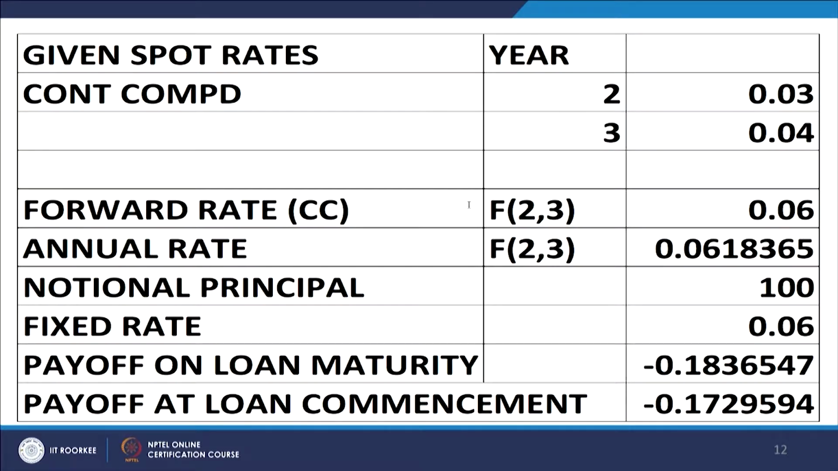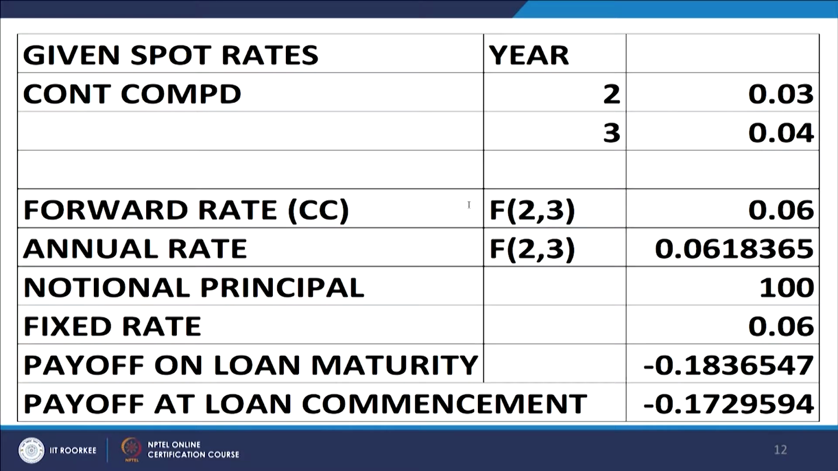The notional principal is 100 million, the fixed rate is this much. Therefore, the fixed rate is 6%, the floating rate is 6.18%. Therefore, the difference is about 0.18%. Apply it on 100 million, and this is what the payoff will be. The present value, no, this payoff should occur at the end of the third year. As I mentioned, interest payments are usually made at the end of the period to which the loan relates.